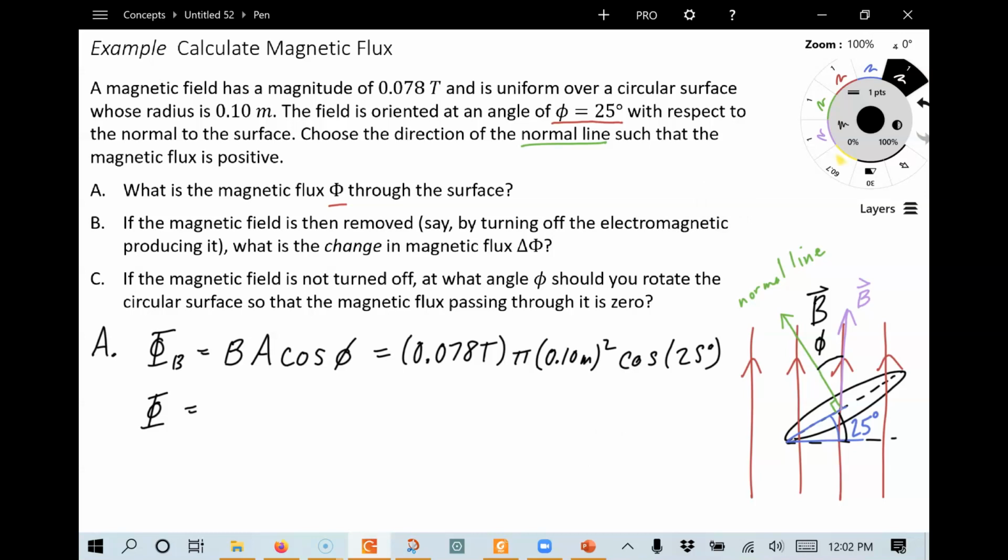So we end up with a value that's equal to 2.22 times 10 to the minus third. And what are the units here? Well, we can see that this is going to be Tesla times meter squared. So that's the units for magnetic flux. We also call this a Weber. So a Weber is the same as a Tesla times meter squared.